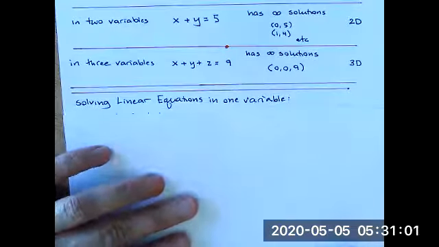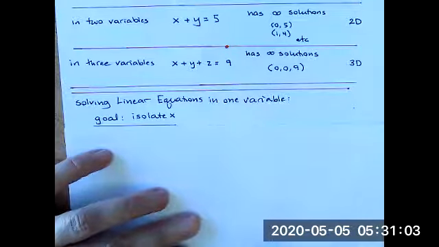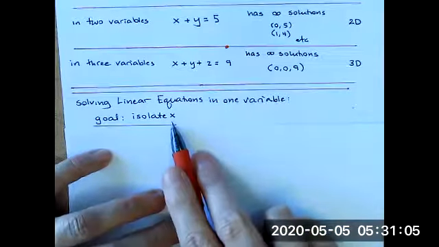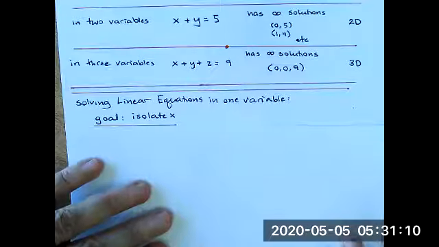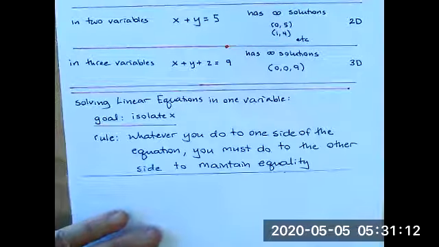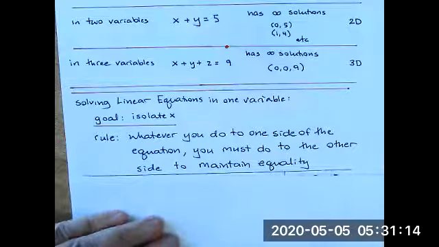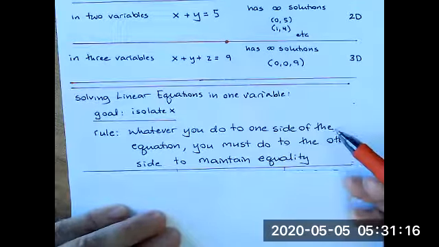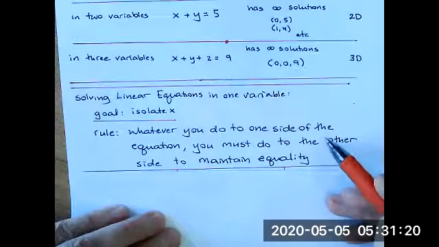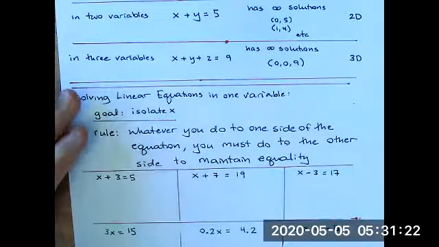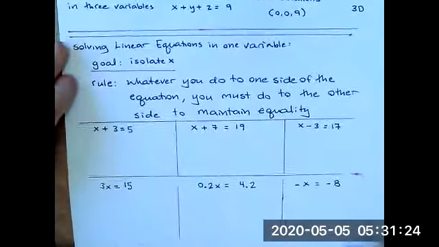So how do you solve it? Your goal is to isolate x, which means you want x all by itself. And you must follow this rule: whatever you do to one side of the equation, you must do to the other side to maintain equality. All right, let's try some.